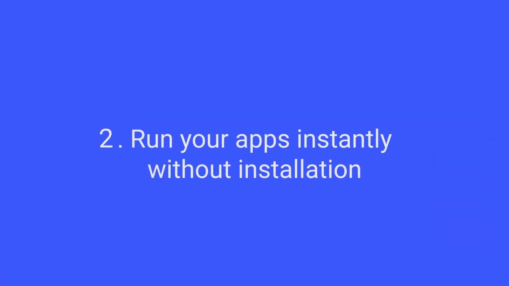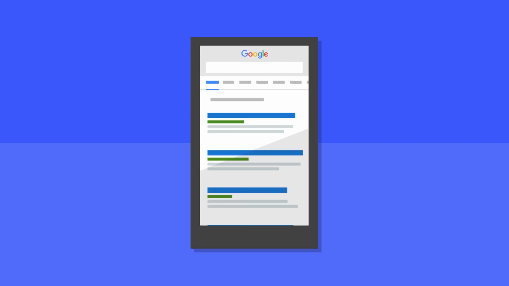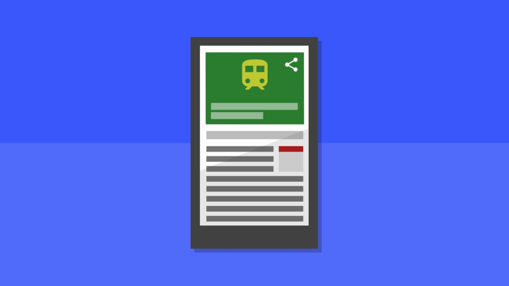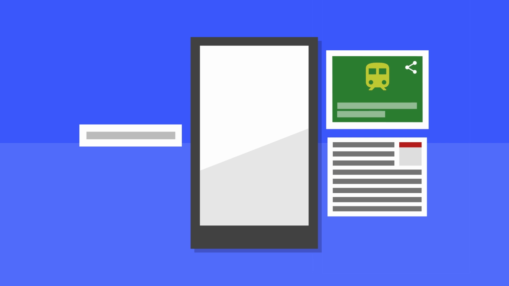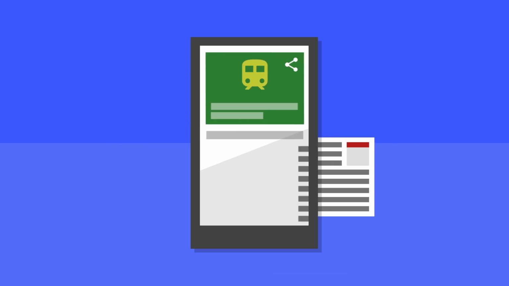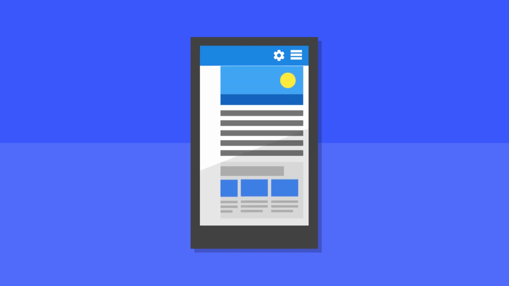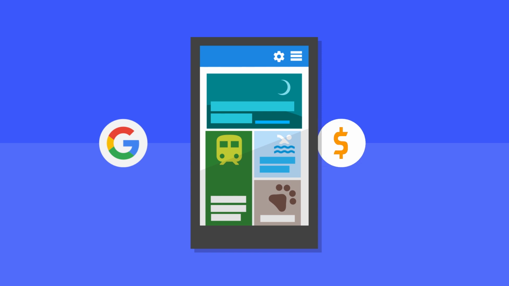2. Run your apps instantly without installation. When you build a native app, you'll be able to extend it to run instantly without requiring user installation using Android Instant Apps. Android Instant Apps will let users access your app via a URL, even if it isn't installed on their device, bringing users into your app more quickly. You modularize your app, and Google Play will download only the parts that are needed on the fly. For users, it'll be a seamless experience, from launching the app to signing in to making a payment.